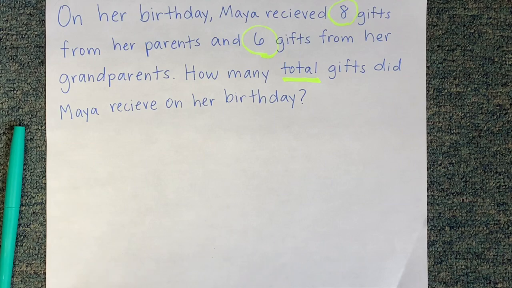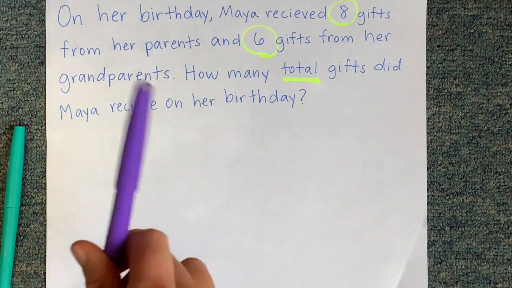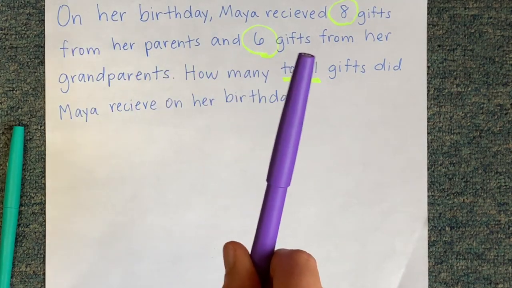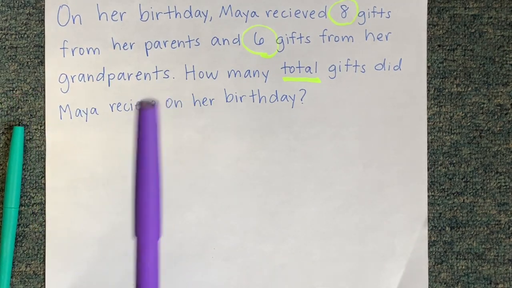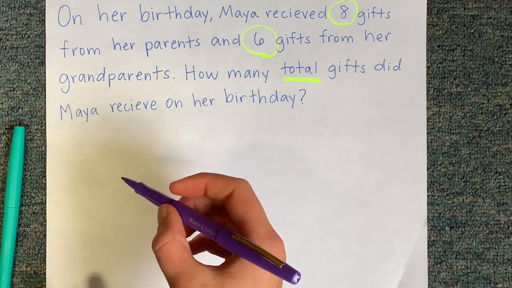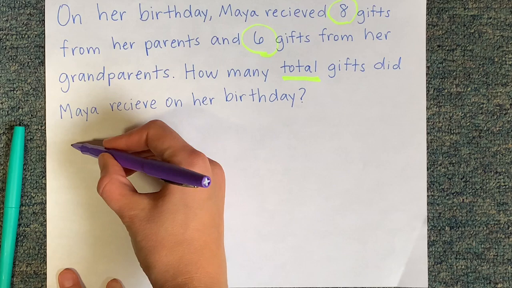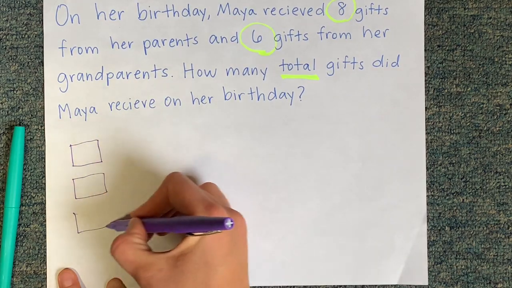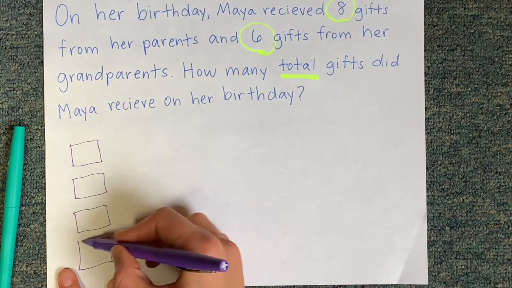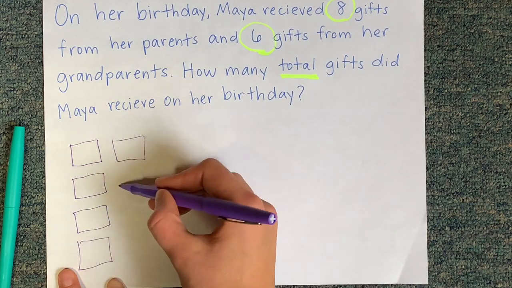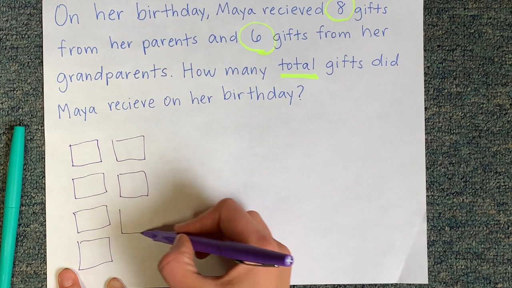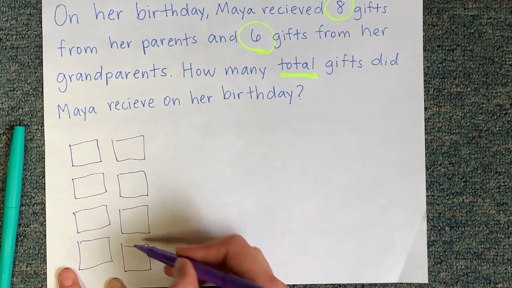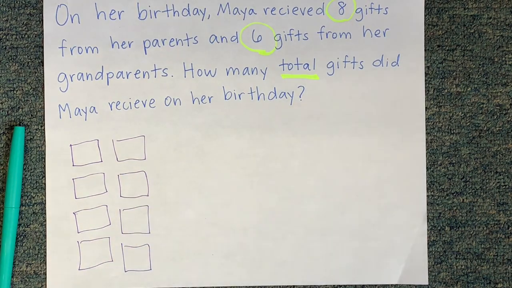Okay, so if we read the problem again, it says that on her birthday, Maya received 8 gifts from her parents. So I'm going to draw some boxes to represent these 8 gifts. So we've got 1, 2, 3, 4, 5, 6, 7, 8. So those are going to represent the gifts her mom and dad gave her.